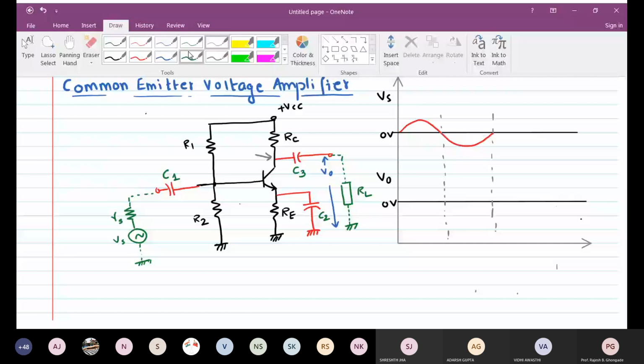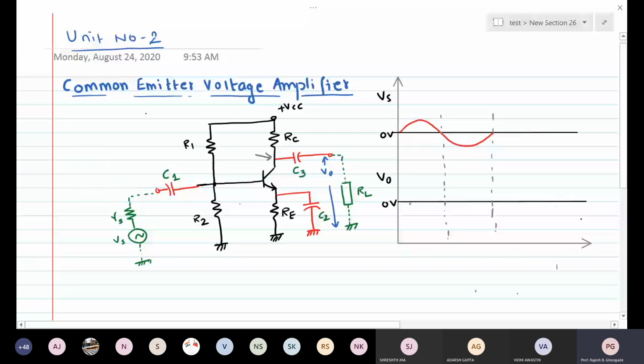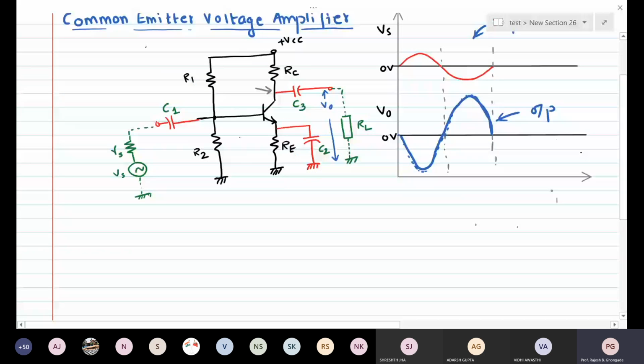Okay, so this is the amplified version of your input. What is the peculiarity that you see here? Yes, this is the input, this is the output. What is the peculiarity that you see? Number one, it is amplified, and number two, the phase is different. Yes, it is out of phase with the input by 180 degrees.